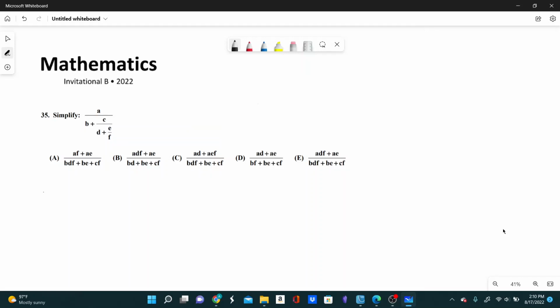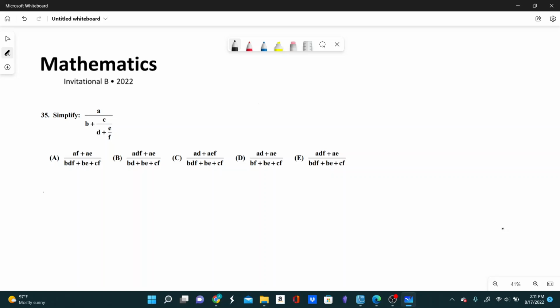Number 35. Simplify A over B plus C over D plus E over F. So this is kind of an annoying problem, but we can just work through it, and then at the very end of the video, I will show you a quick way that you can do this on your calculator. So we're just gonna have to work through this. So we start from the bottom and work our way up.